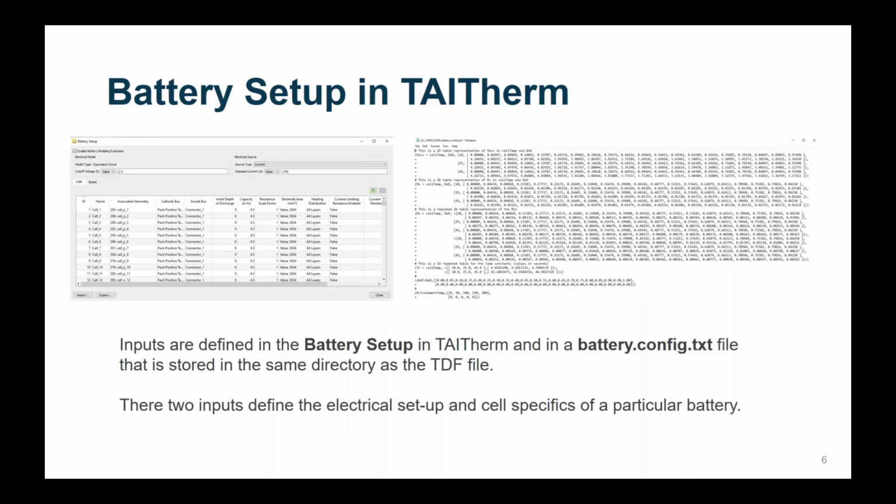The battery setup is specified in TAITherm. The inputs are defined in the integrated battery setup GUI in TAITherm, and the battery config.txt file comes from the Vault database. There are 2 inputs that define the electrical setup and cell specifics of the particular battery shown here.